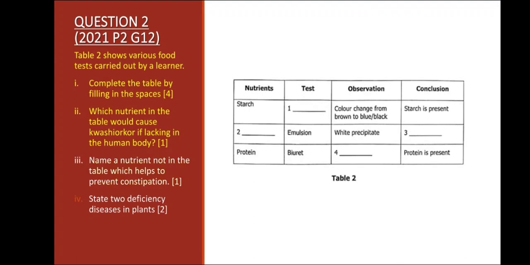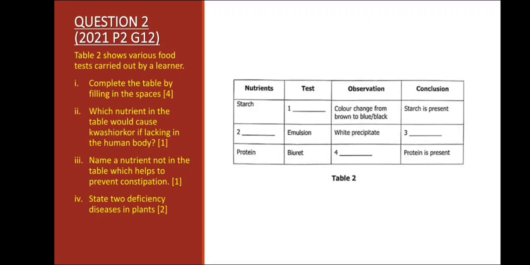Okay, simple. Name a nutrient not in the table which helps to prevent constipation. What nutrient helps to prevent constipation? Well, the nutrient is roughage. Roughage is the nutrient which helps to prevent constipation. Okay. And then the final question: state 2 deficiency diseases in plants.